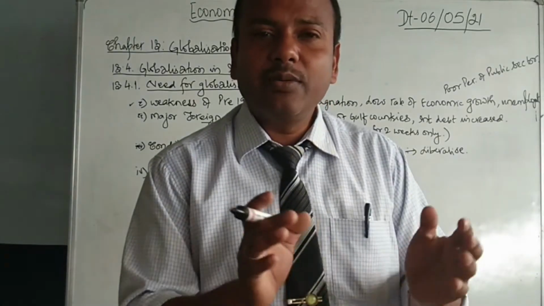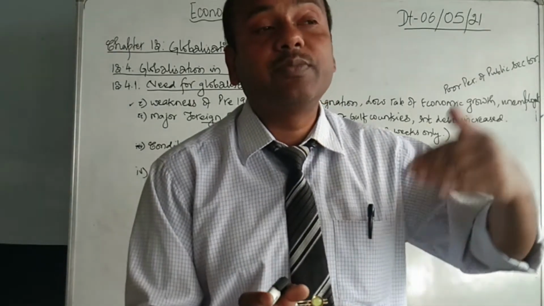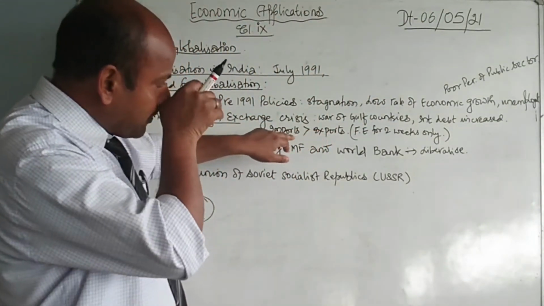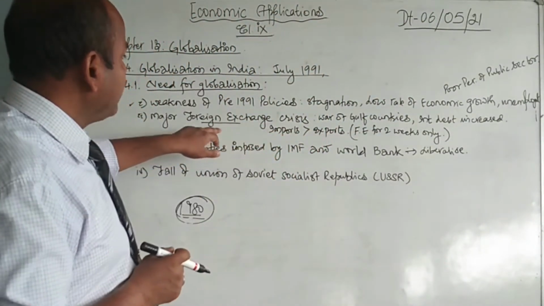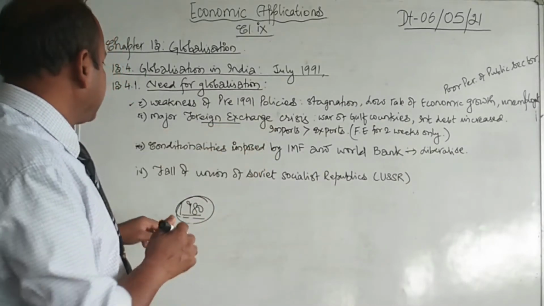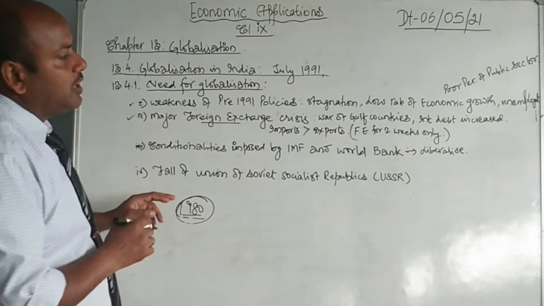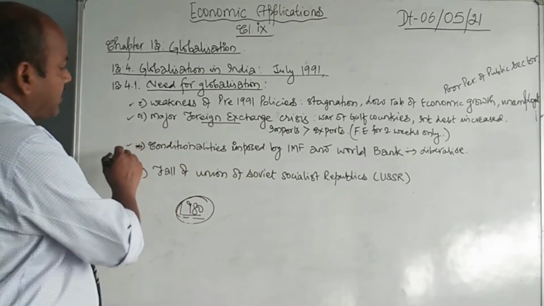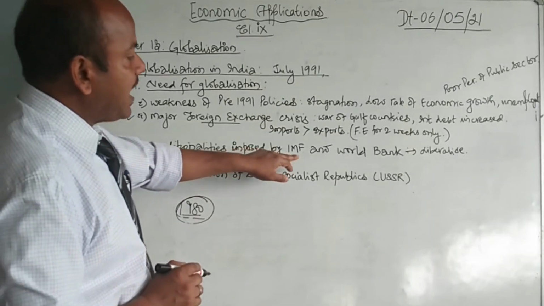That means we had limited foreign exchange and we had been spending more than what we had. So it led to adverse balance of payment, and so this was the major foreign exchange crisis. This was the reason why globalization also took place. How, I'll tell you later. Look at next, the conditionalities imposed by IMF and the World Bank.